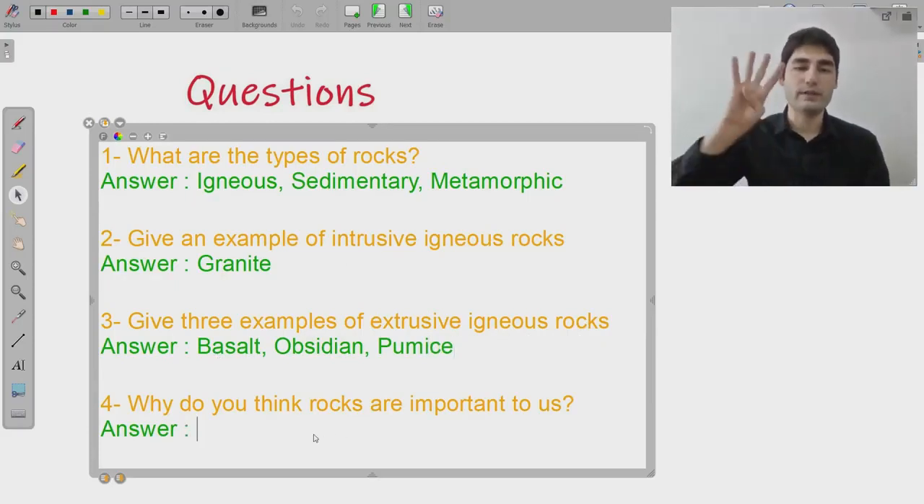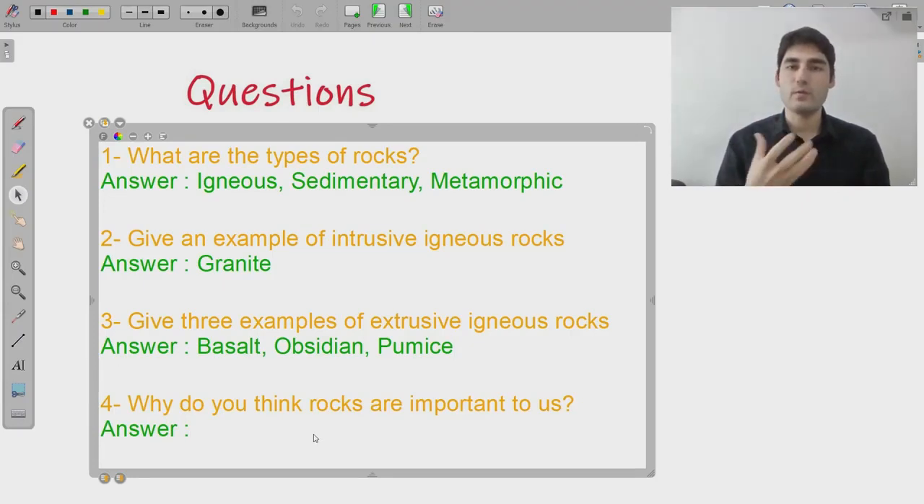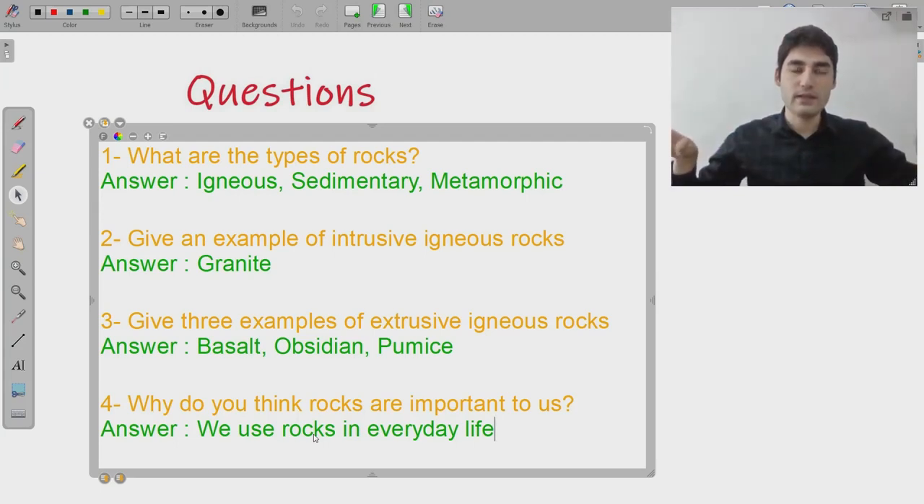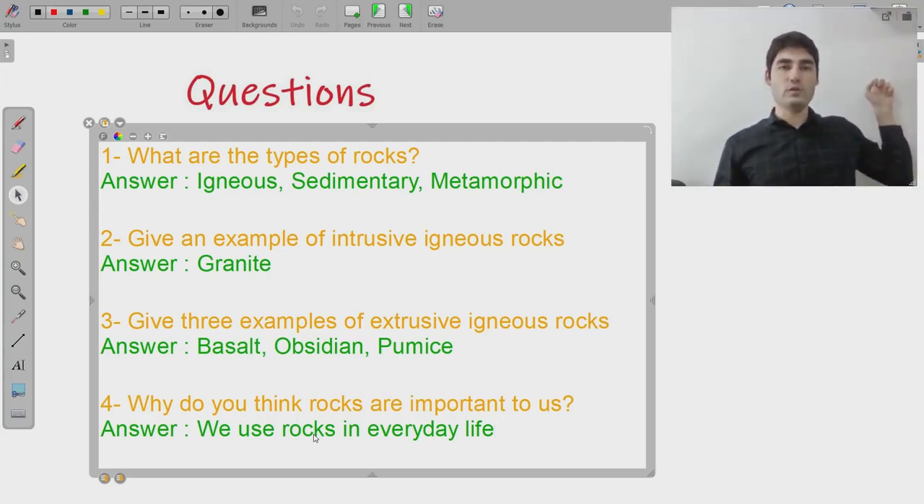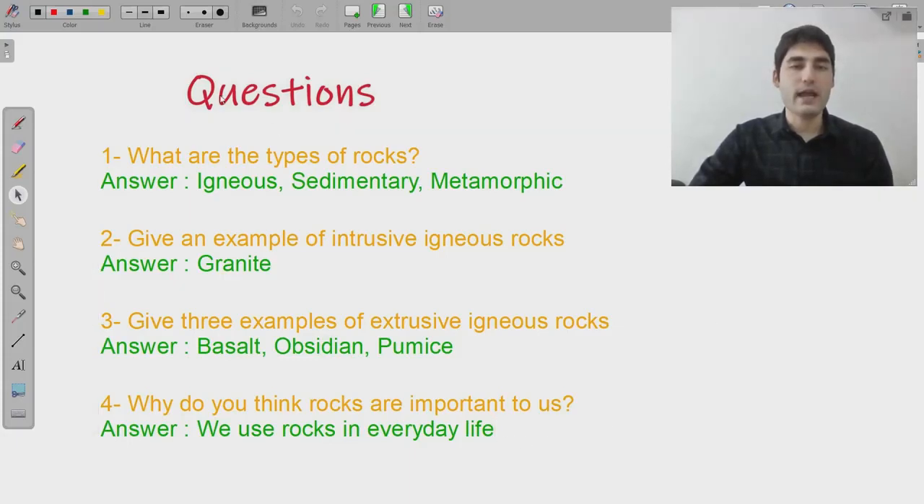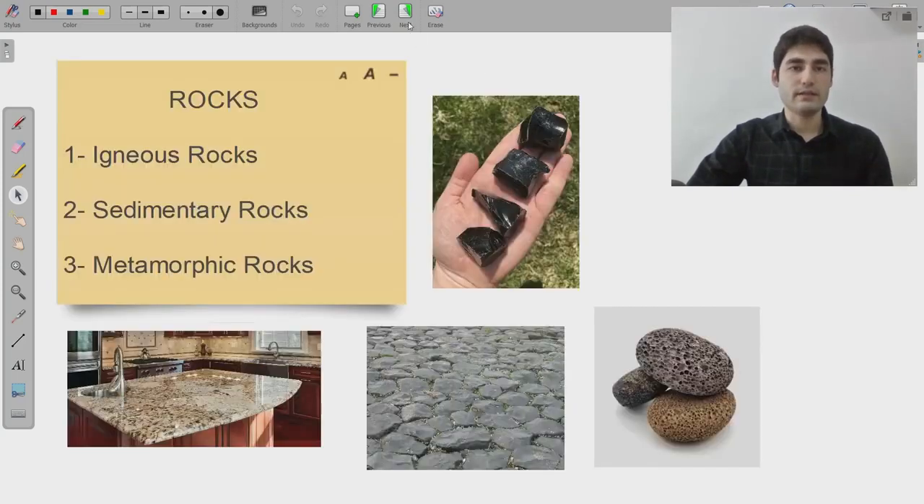Question number four, the answer. Why do you think rocks are important to us? So why is that? You can answer. We use rocks in everyday life, right? The rocks are strong. We use them to make tables, right? We use them to make walls, to make the wall stronger. So we use rocks in everyday life. These are the answers. Okay, let's start this lesson.